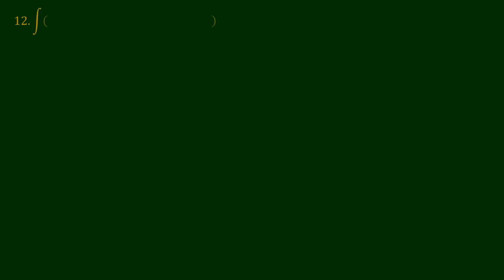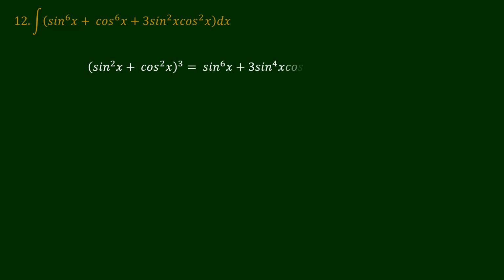Next, problem number 12, which is the integral of sine to the power 6x plus cosine to the power 6x plus 3 sine squared x cosine squared x. First thing I would do is we know sine squared x plus cosine squared x being equal to 1, and then if we cube that, that results into sine to the power 6x plus 3 sine to the power 4x cosine squared x. This is more or less a binomial expansion, plus 3 sine squared x cosine to the power 4x plus cosine to the power 6x.